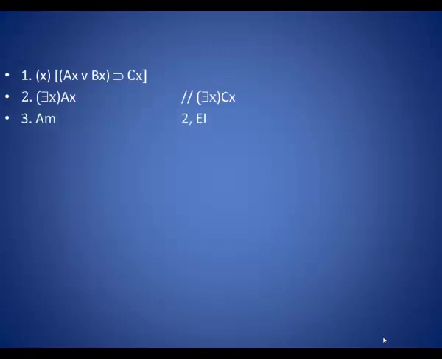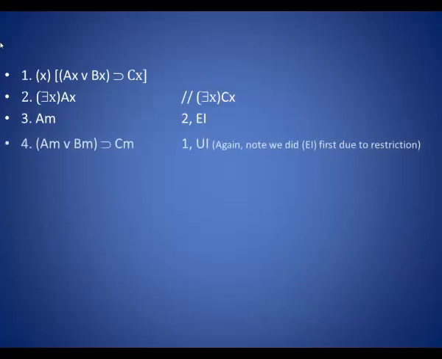So again, I'm going to begin by EIing line 2 so that I assure myself that I'm using a new constant. We'll choose M. It doesn't really matter what constant I choose, but in this instance we'll just choose M. So line 3 I derive from line 2 using EI. I remove the existential quantifier and replace my bound variable with a constant. Any constant of my choosing is fine, and in this case I use M.